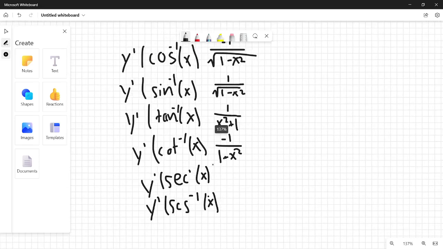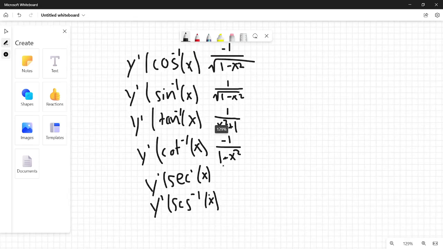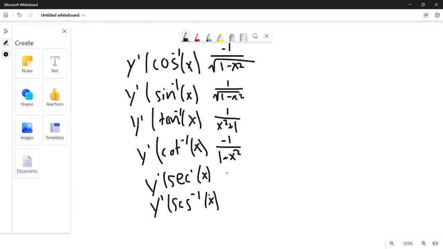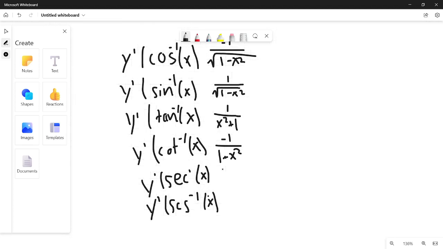So, secant is the negative one because... Wait, I wasn't really paying attention. Is that a plus or a minus on the cotangent? Yeah, it's plus. Alright. The secant is the -1 for the inverse trigonometric functions.